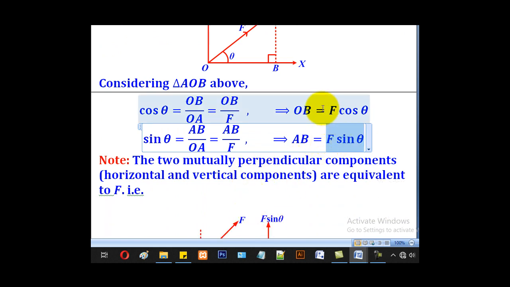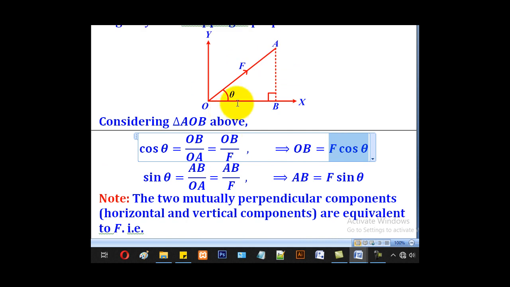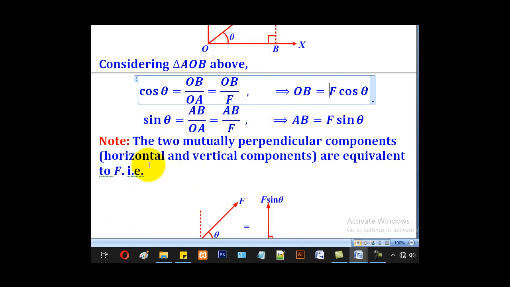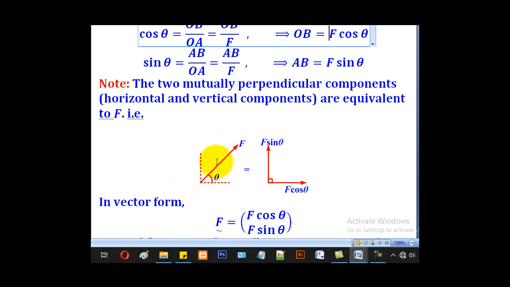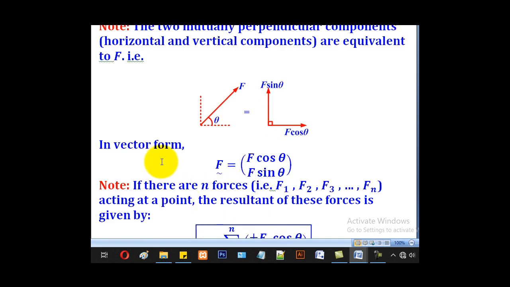Now this F sine theta and this F cos theta are the components of this force, where OB is the horizontal component and AB is the vertical component of the force. In other words, you can either draw this or this. They all have the same effect. In vector form, which you shall be using, F will be the horizontal component, which is F cos theta, and the vertical component, which is F sine theta. Remember, the angle must lie on the horizontal. So the first step is to get the angle to the horizontal. That's when this formula holds.